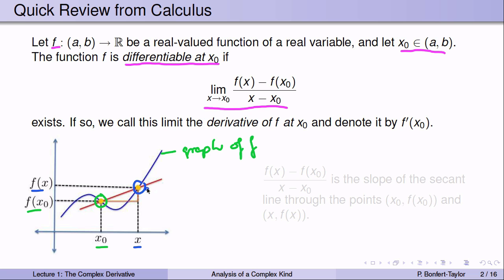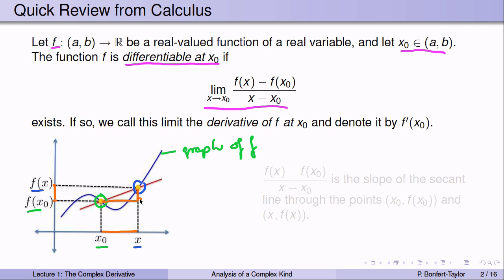Next we look at the numerator of our difference quotient, f of x minus f of x0. F of x is this value right here. F of x0 is this value. The difference between the two of them is this length. So this is f of x minus f of x0, and we divide that by x minus x0. X minus x0 you can see in this length right there, so this length up here.